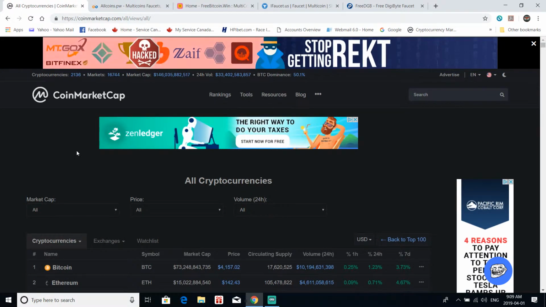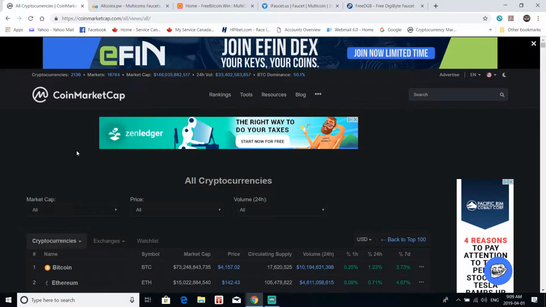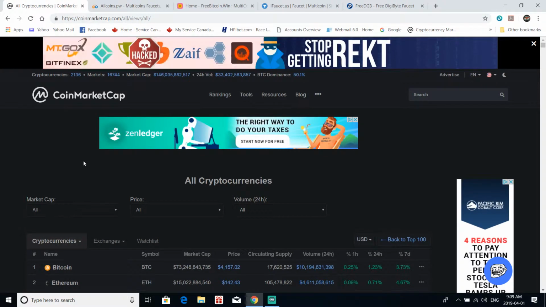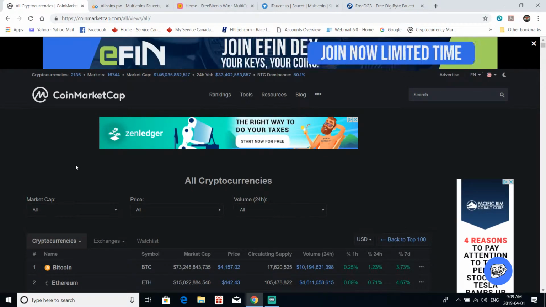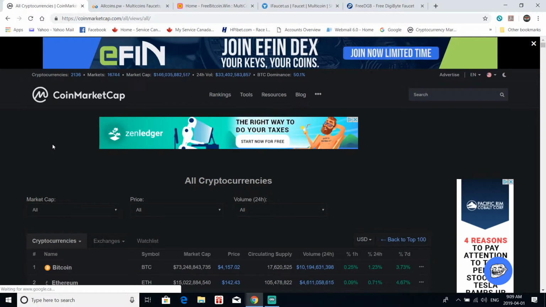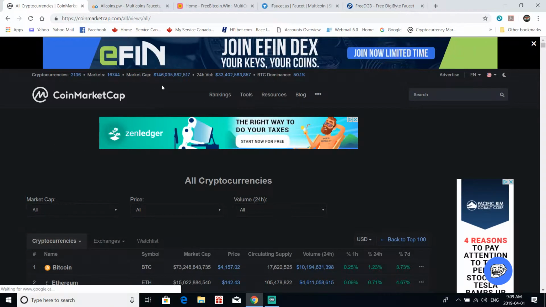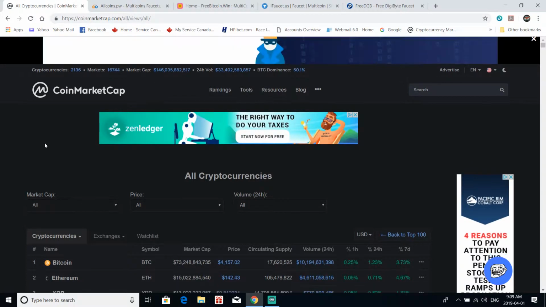So we see the market sitting at 146 billion. It's been just a really nice slow steady increase over the last few weeks. Any pullbacks we've had have been really minor. We haven't had any major pullbacks in the last couple of weeks anyways. And a major pullback in a 146 billion market would be like 10 billion overnight type of thing. So really good to see.